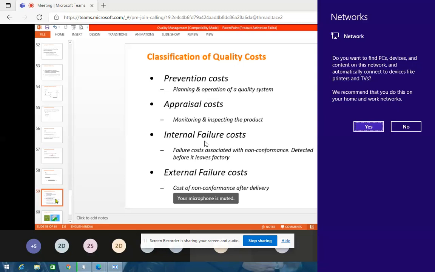So finally, I end my session today a little earlier by discussing with you the classification of quality costs. There are four classifications of quality costs.